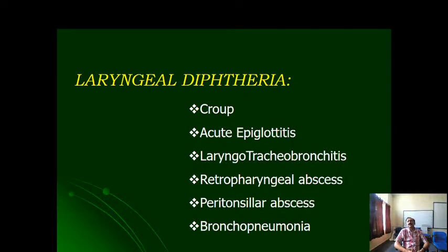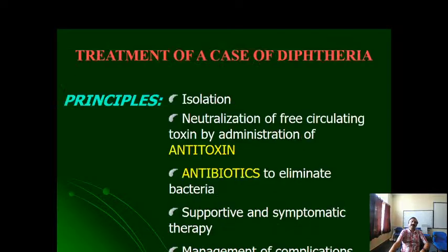In laryngeal diphtheria, you should remember that the person will have a croupy cough. A croupy cough is very common in whooping cough, so you should differentiate from that. Also consider acute epiglottitis, laryngotracheobronchitis, retropharyngeal abscess, peritonsillar abscess, and bronchopneumonia. All these give symptoms similar to laryngeal diphtheria, so we must be careful that we are not looking at something else and diagnosing the patient as diphtheria.